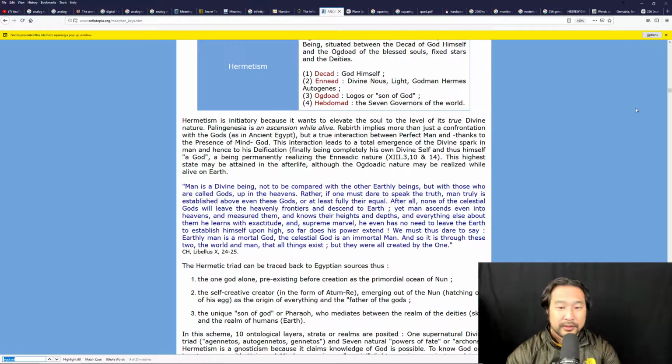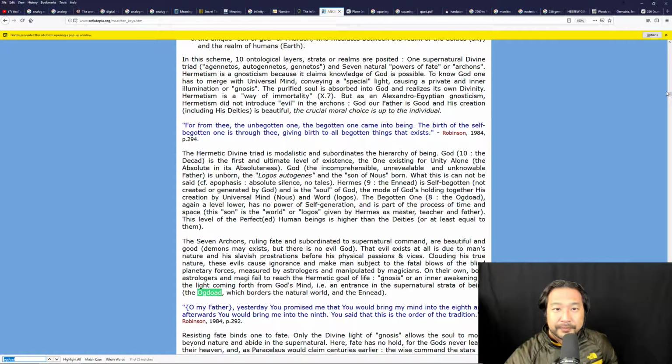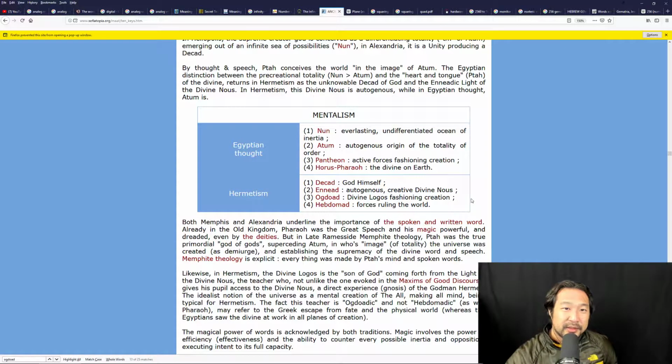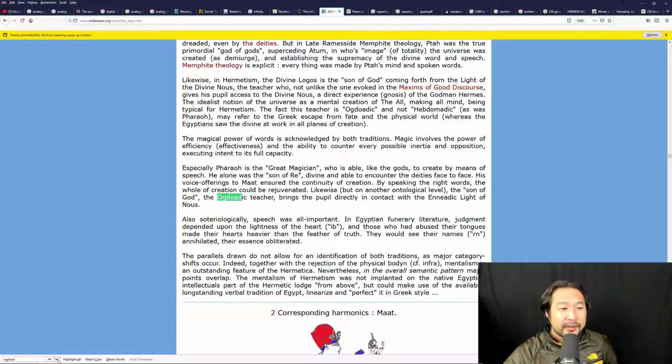Another thing is, if I go down further, the Ogdoad, divine Logos, fashioning creation. So we're creating something new with digital information. I mean, if you think of what we can create, we can't create video games and things like that within the real world. We create it within a virtual world. So we are creating things.